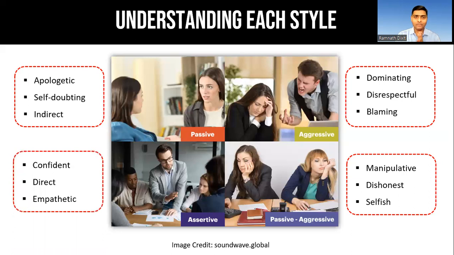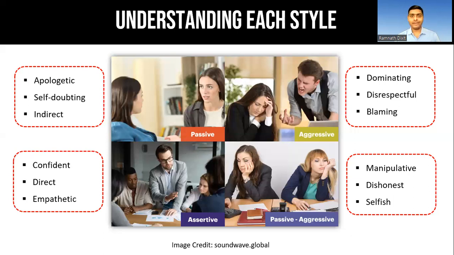And then finally, you have assertive communication. Now, amongst the four, assertive communication is highly, highly recommended, not just in the corporate world, but in general. As an individual, as a human being, you've got to be assertive. Now, what do we mean by assertive communication? Assertive people are confident about themselves. They know what they're talking about. They're direct in their approach.